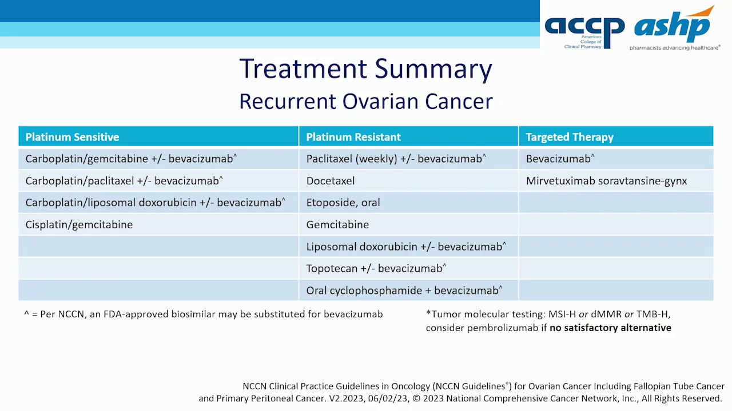So just to recap the treatment summary for our recurrent ovarian cancer, the first question you're going to ask yourself is whether or not somebody is platinum sensitive. If they are, you're going to want to continue with a platinum backbone and combine it with another agent. If they're platinum resistant, you have several options. These are usually going to be single agent therapies. And then remember, if that patient does have folate receptor alpha positivity, then they are a candidate for mirvetuximab.